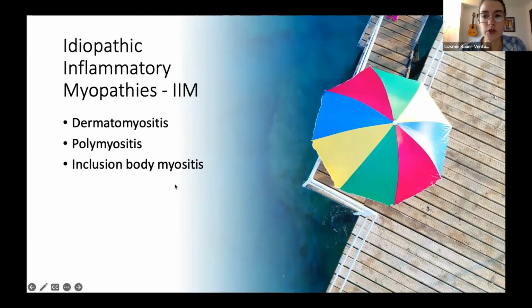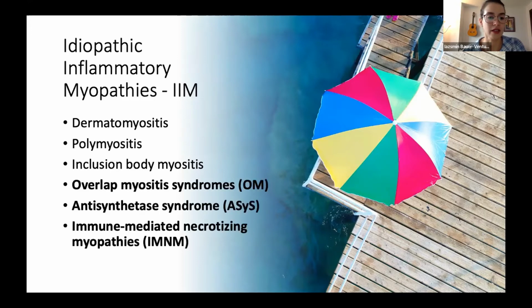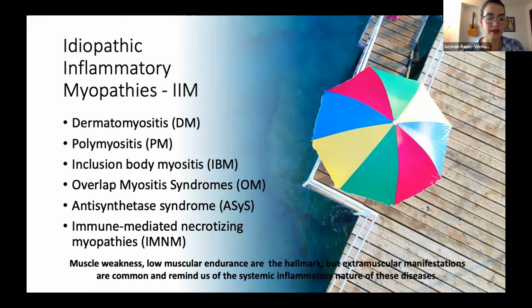So most of you, at least what happened to me, may have learned that inflammatory myopathies are divided in 3 big groups: dermatomyositis, polymyositis, and inclusion body myositis. And the truth is that things are way more complex than the initial division. So nowadays we know about overlapping myositis syndromes, antisynthetase syndrome, immune-mediated necrotizing myopathies. And again, the classification of inflammatory myopathies got way more complex.